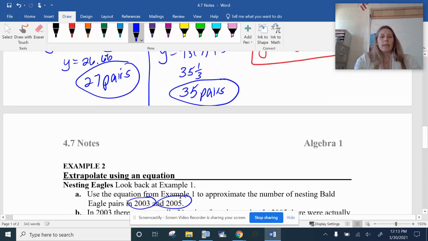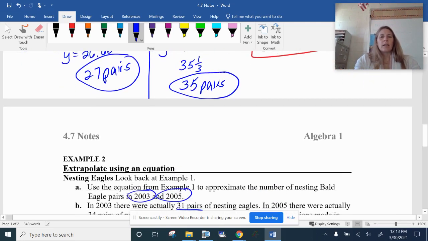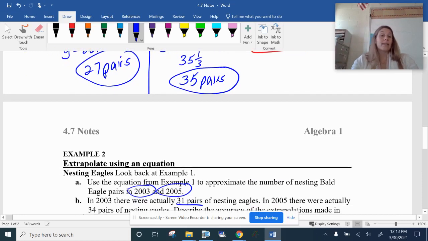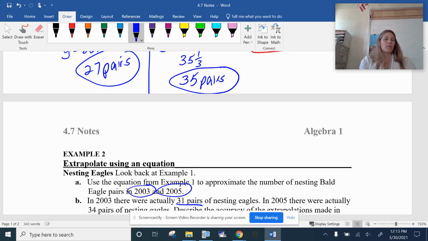So the accuracy: generally speaking, the farther out you go, the less accurate it will be. Now in this case, it just so happened that my 2005 was a little more accurate than my 2003, and that's probably just because of the slight variation in my line. But either way, they were both fairly close.